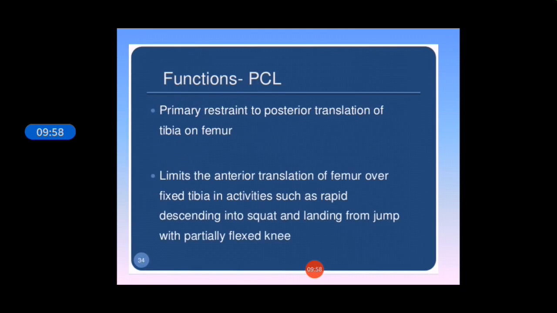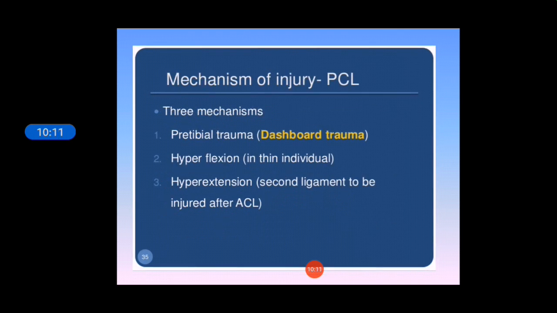Now, what are the functions of the PCL? It primarily restrains posterior translation and limits the anterior translation of the femur over a fixed tibia in rapid activities like descending, squatting, jumping, and partial flexion of the knee. What are the mechanisms of injury?